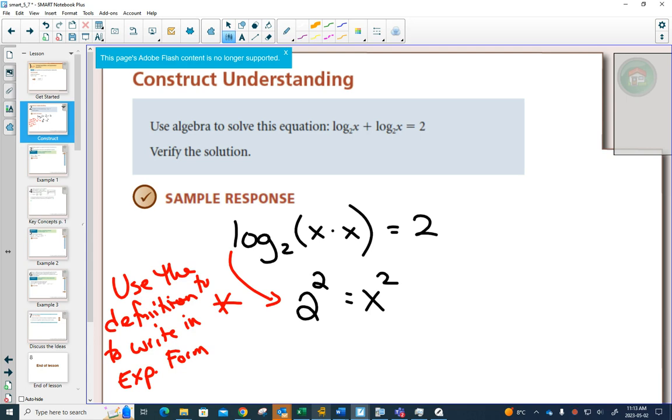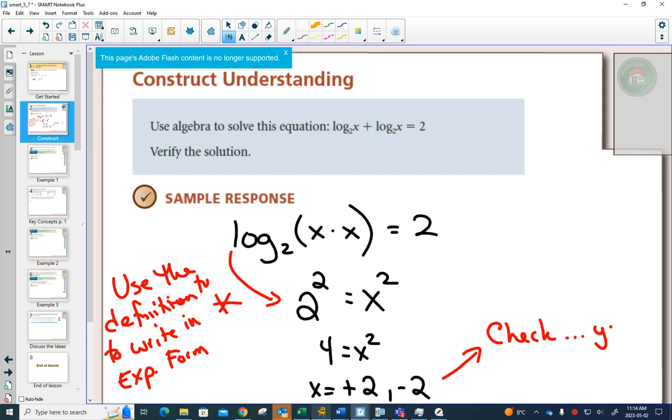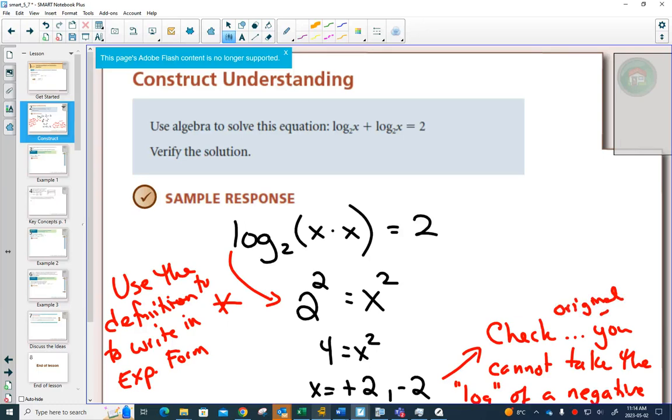At this step, you would have 4 equals x squared. You can obviously solve that by square rooting both sides, and you would get plus 2 and minus 2. However, we have to check your answers because you are not allowed to take the log of a negative at any time. And when you check, you have to check the original equation. So we go back to our original equation here.